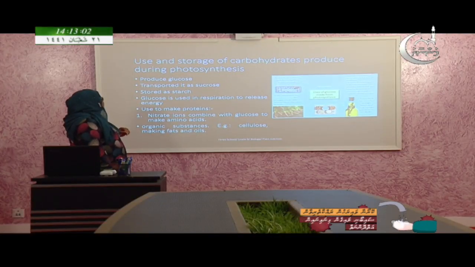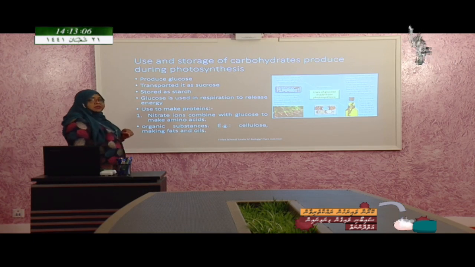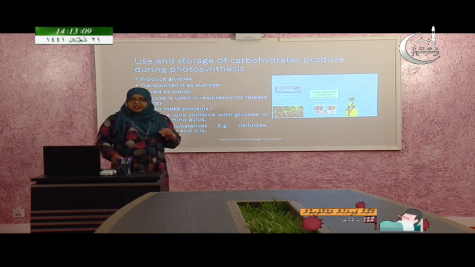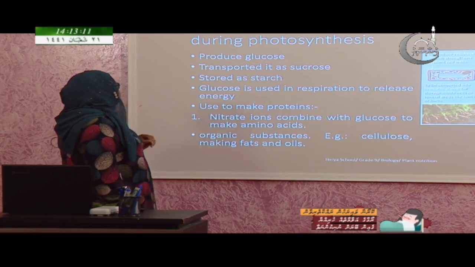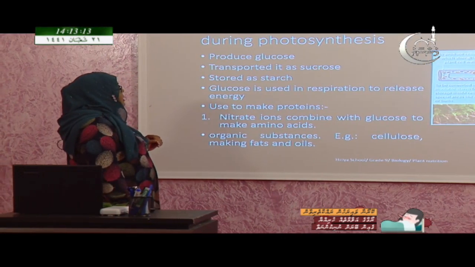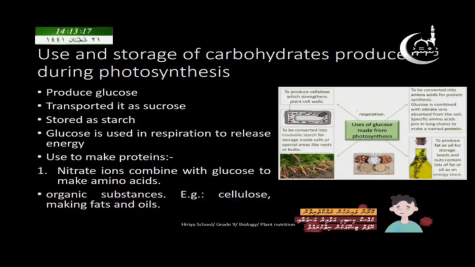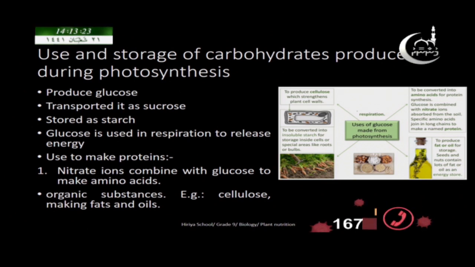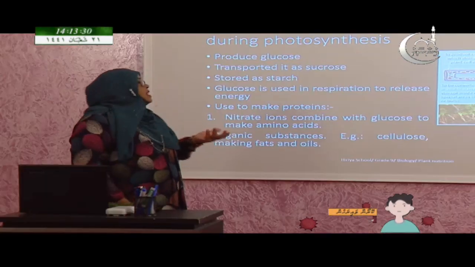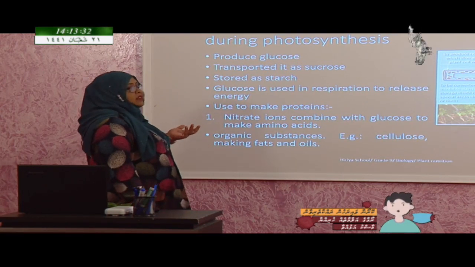Use and storage of carbohydrates produced during photosynthesis. What is being produced during photosynthesis, students? It is? Yes, it is glucose. And what are the three uses of this glucose? So, first it is produced as glucose, and glucose cannot be transported, as I was saying earlier, because it is water soluble. If glucose is transported, what will happen to the plant? Any idea? Yes, it can hinder the water potential of the cells.